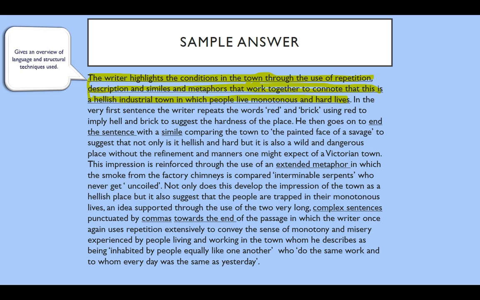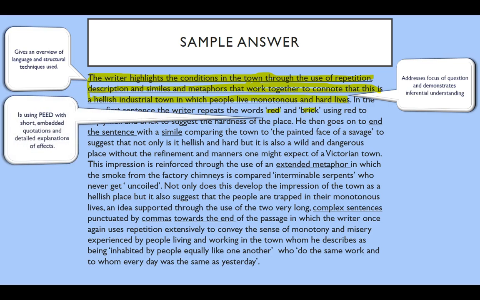Okay, as we go on, we can see that we're addressing the question. So we're talking about the conditions in the town. We're saying our interpretation is that people are living a monotonous and hard life when they're in this town. So we've used inferential understanding to get to the message that Dickens is giving us about this particular town. We're using PED paragraphs. We've got the quote broken down into individual words here. So we've got short embedded quotations with really detailed explanations on the effects that the language is having here.